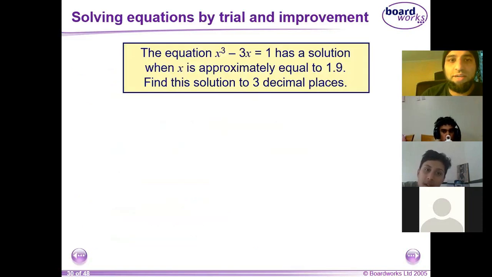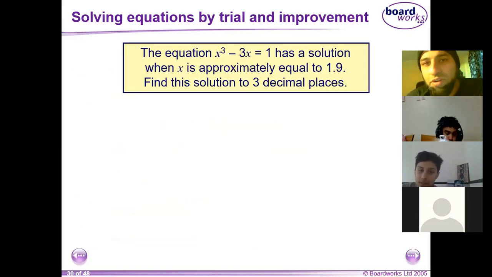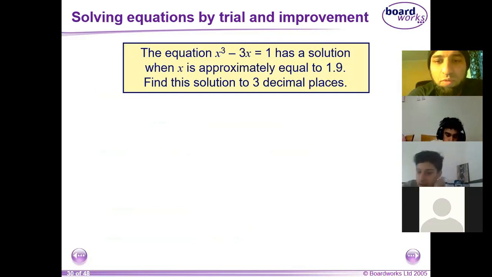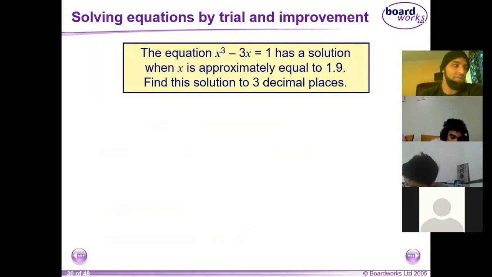Okay, now that you've got the title, what do we mean by the solution of a graph? Let's look at this question here. The equation x cubed minus 3x equals 1 has a solution when x is approximately equal to 1.9. Find this solution to 3 decimal places. It looks complicated. I want you guys to copy the question down because every time we learn a topic, we'll do one question together. We'll copy it down and the rest you can do normally.